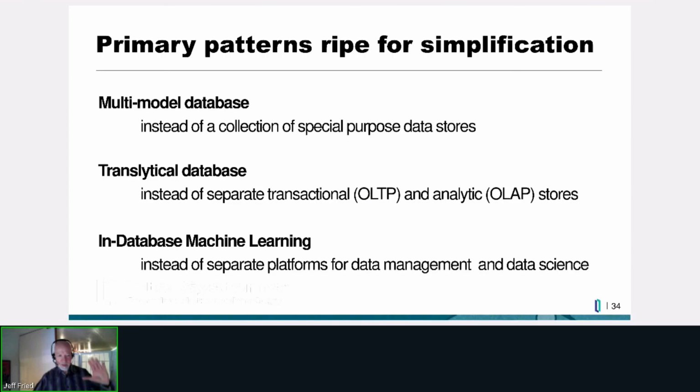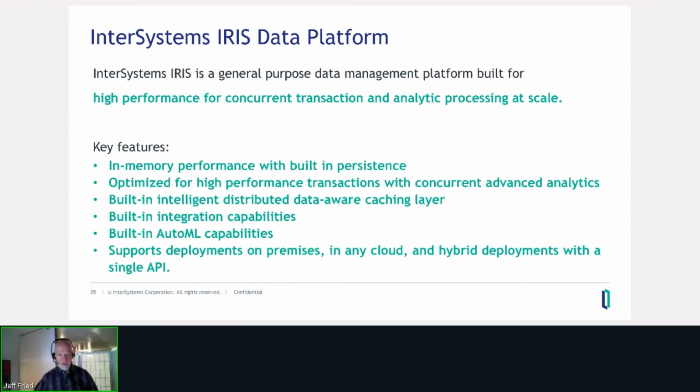So we've talked about these three different patterns. I hope that this helps you look at some systems and at some projects and think about how to simplify the architecture by reducing the number of different data stores.